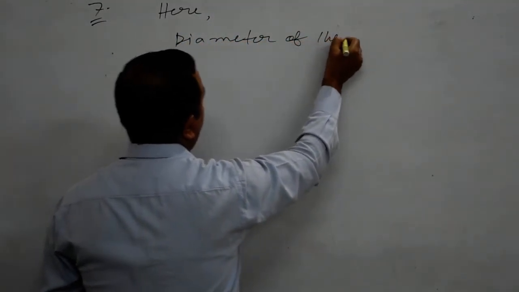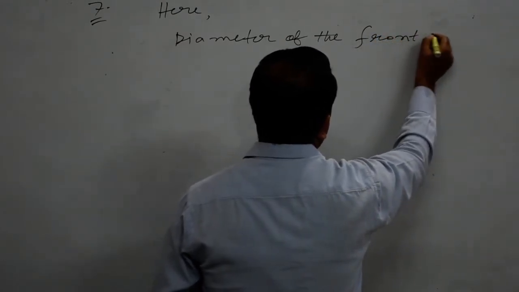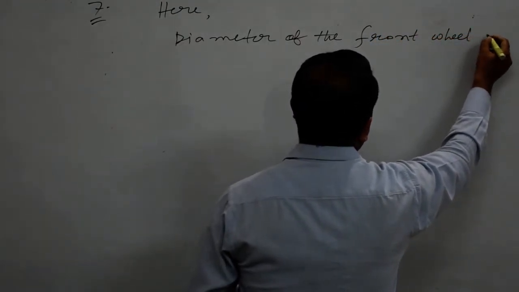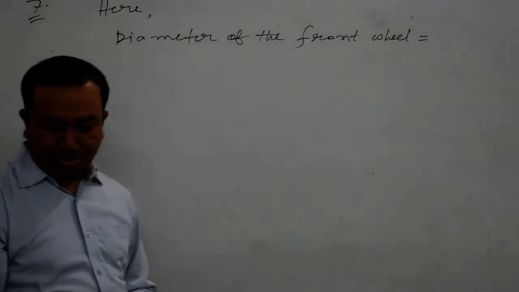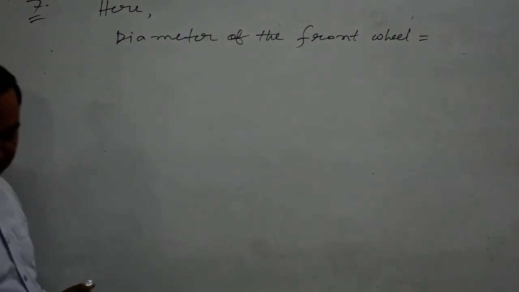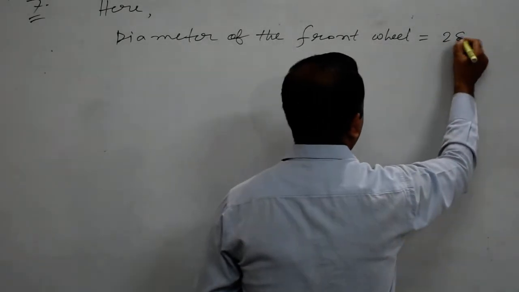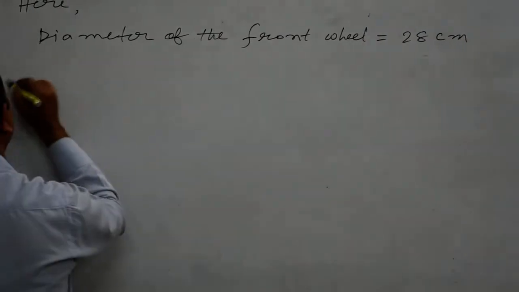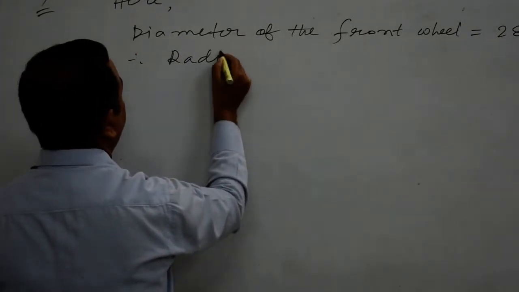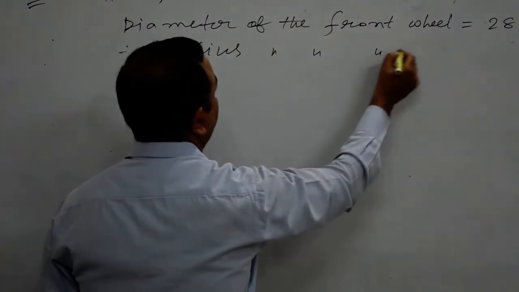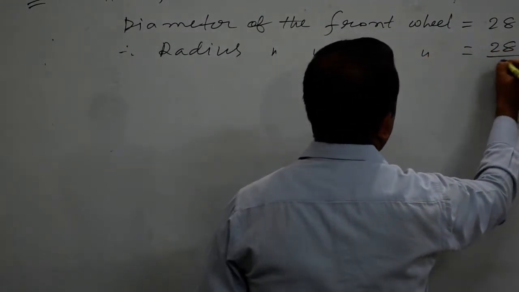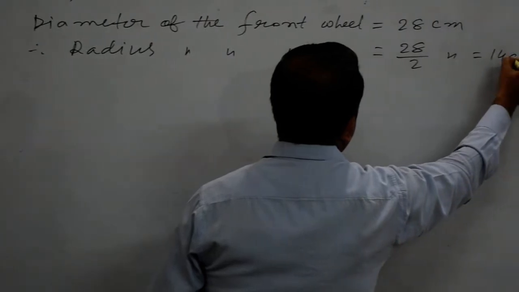Here, diameter of the front wheel equal to what? Diameter of the front wheel is 28 centimeter. Therefore, radius of front wheel 28 by 2 centimeter equal to 14 centimeter.